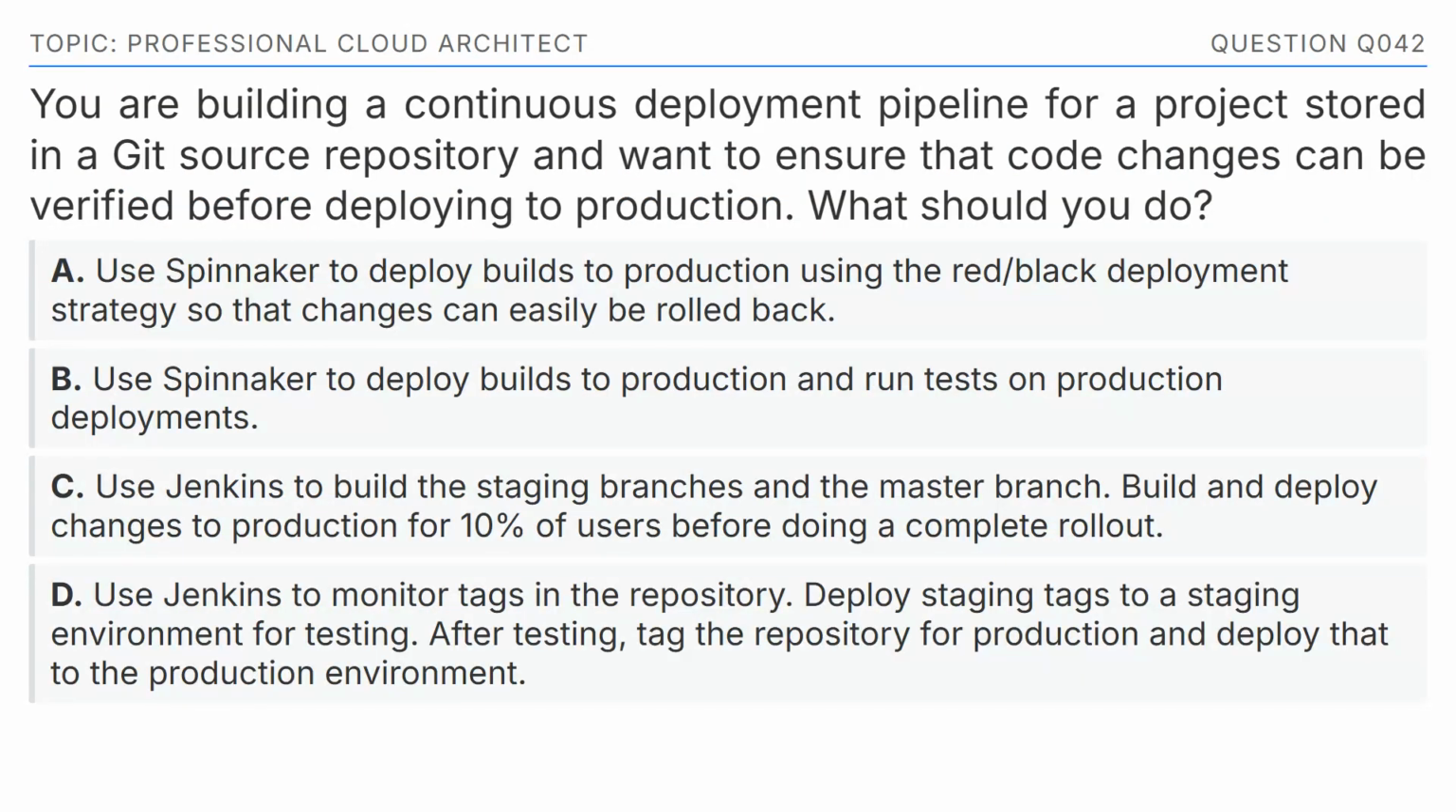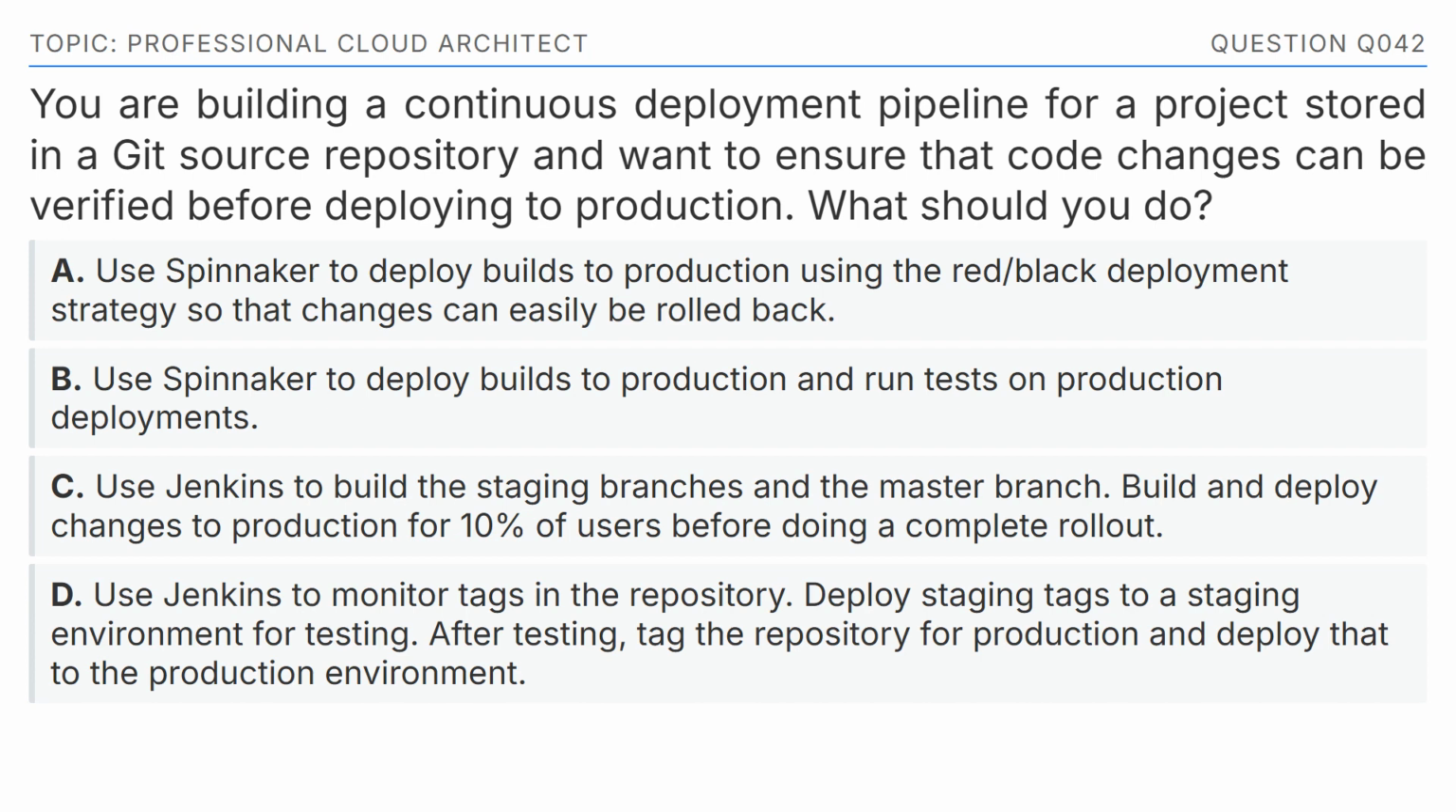You are building a continuous deployment pipeline for a project stored in a Git source repository and want to ensure that code changes can be verified before deploying to production. What should you do? The options are: Option A, use Spinnaker to deploy builds to production using the red/black deployment strategy so that changes can easily be rolled back.